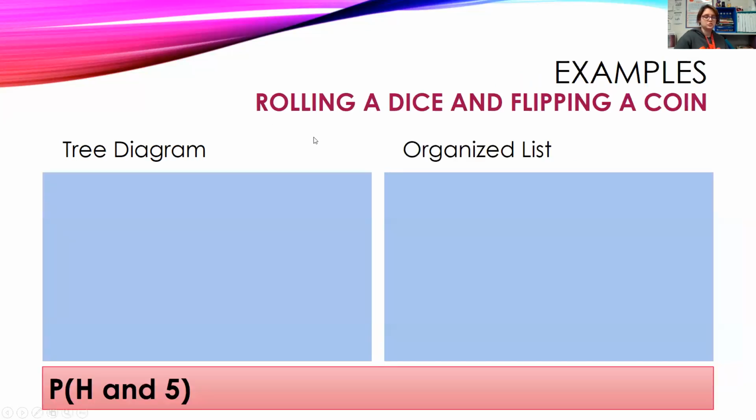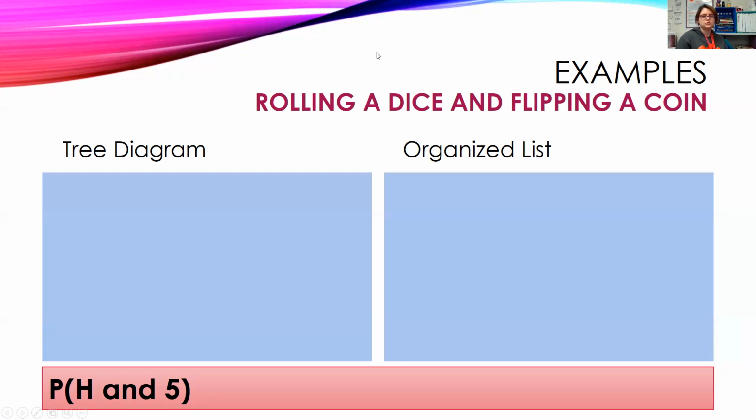So let's just jump in. We will do 3 examples, each as a tree diagram and an organized list, so you can get a feel for which one works better in what situation. And then we will make a prediction, find the probability of a certain event.